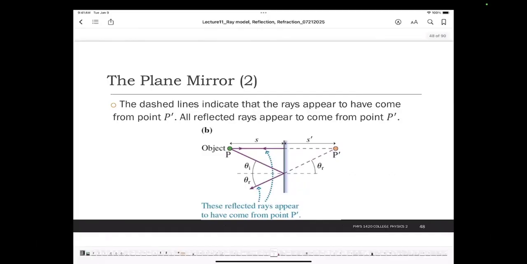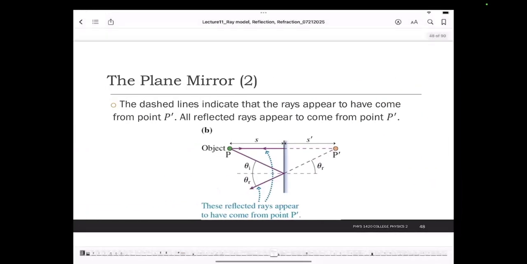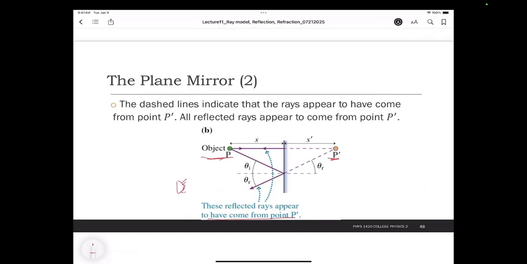Okay, the dashed lines indicate that the rays appear to have come from the point P dot. All reflected rays appear to come from point P dot. If there is an eye, you can see this P dot is exactly the image of this object P. The dashed lines indicate that the rays appear to have come from P dot.